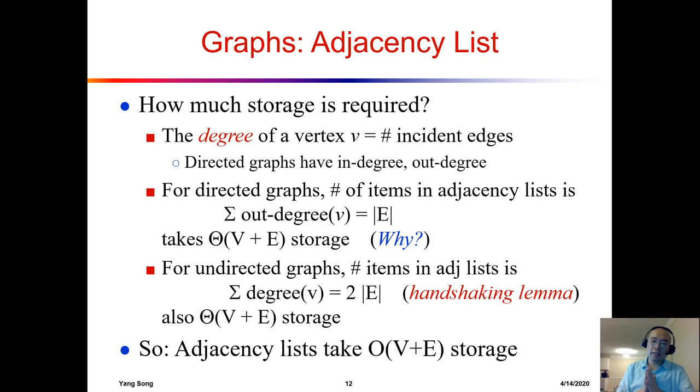Okay, the next topic is the degree. The degree of a vertex is the number of edges, so we are counting the number of edges. It depends on whether you have a directed graph or an undirected graph. If you have a directed graph, we have to count the in degree and the out degree. However, if you have an undirected graph, we don't need to differentiate the in degree or the out degree, and we simply say the degree of a vertex V.